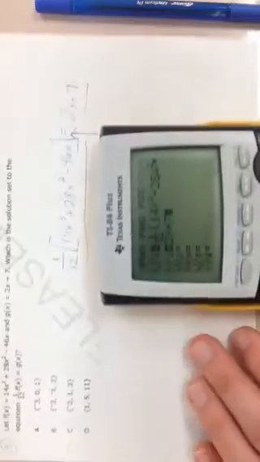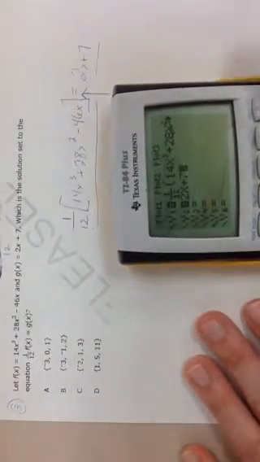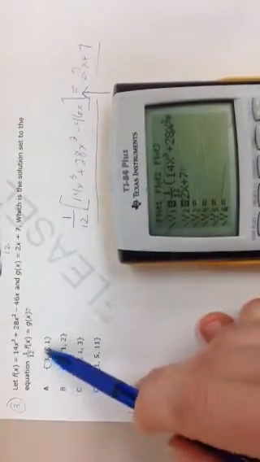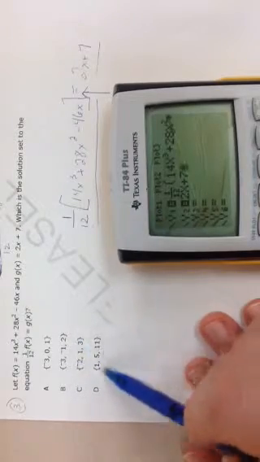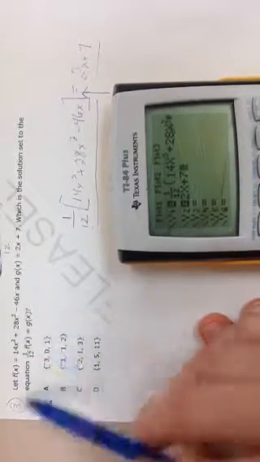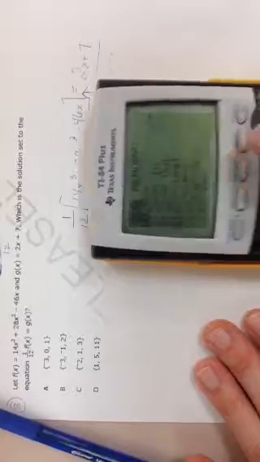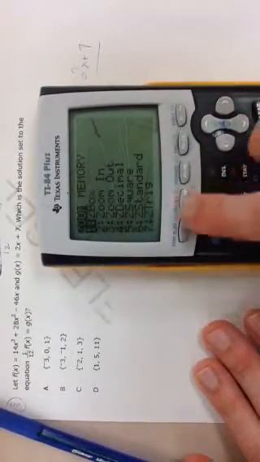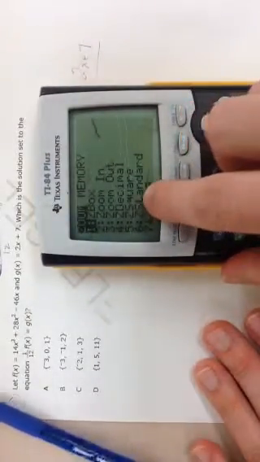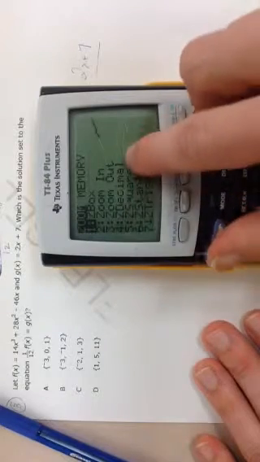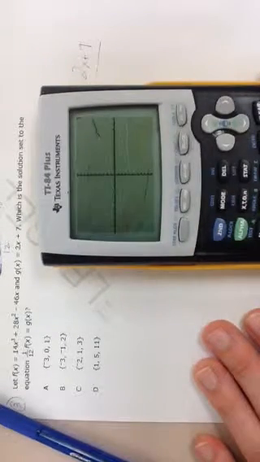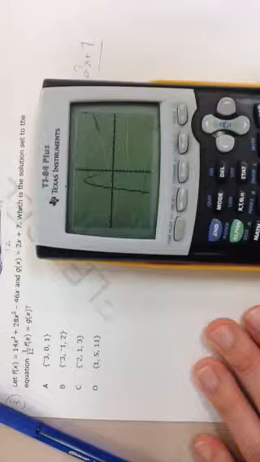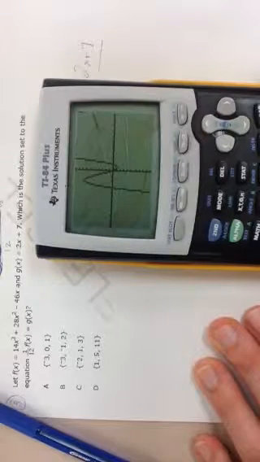And usually a standard window is the best to start with. And if you look, the possible choices are almost all within a standard window range between -10 and 10. So let's go to zoom. And since we're dealing with non-trig functions, it's not a sine, cosine, or tangent, we're going to do zoom 6, zoom standard. And there's the first one, and here's the second one.